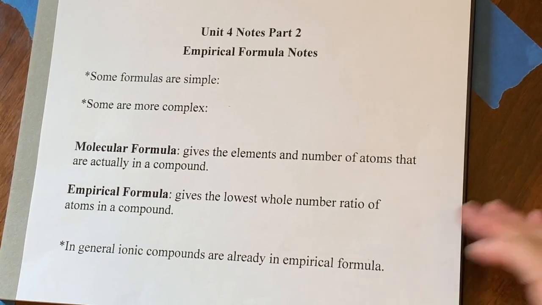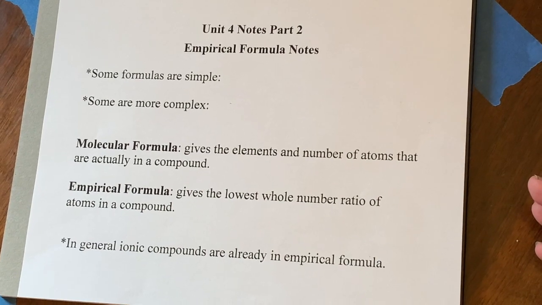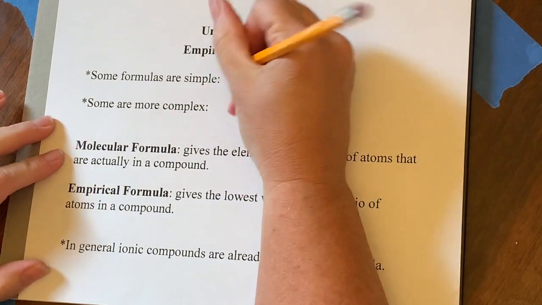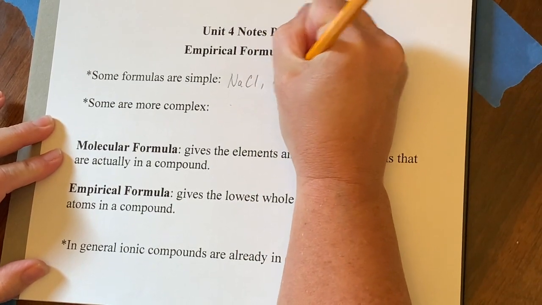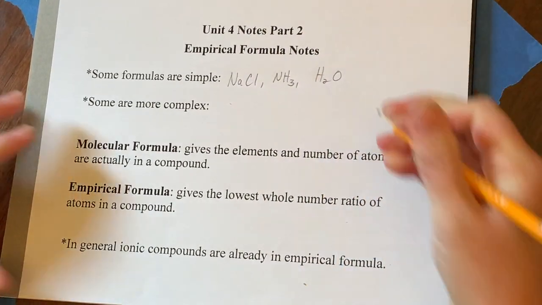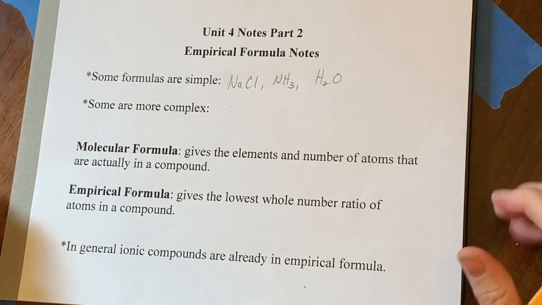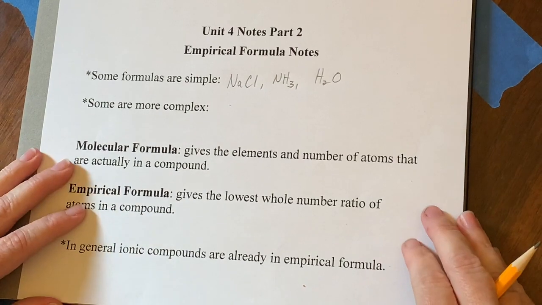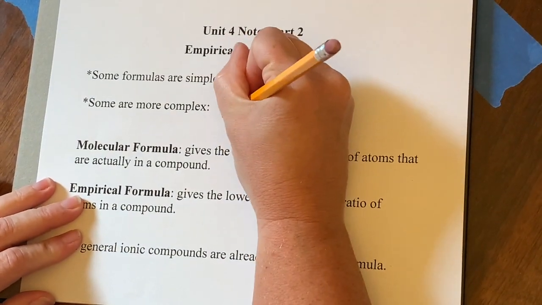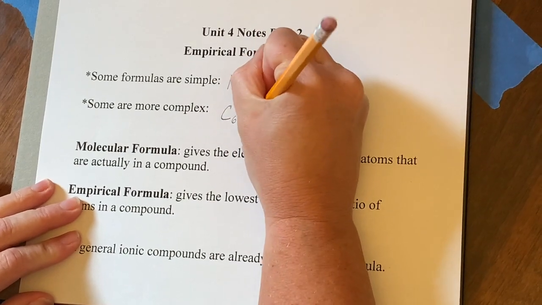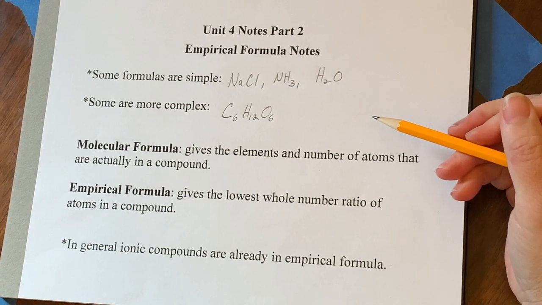First off, just in general, sometimes you have some very simple formulas, and we've seen that in our naming. Things like sodium chloride, ammonia, water. They're reasonably small compounds, very straightforward. We also certainly have more complex compounds, and one that you should be very familiar with from biology is glucose, C6H12O6. It's a little bit larger of a molecule.